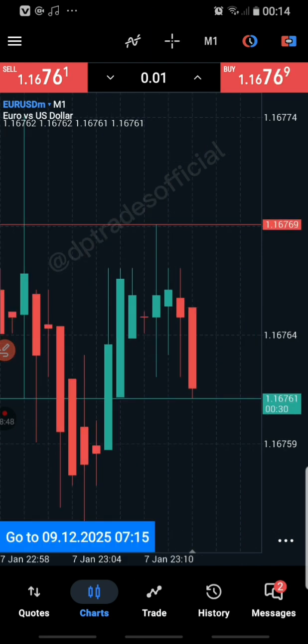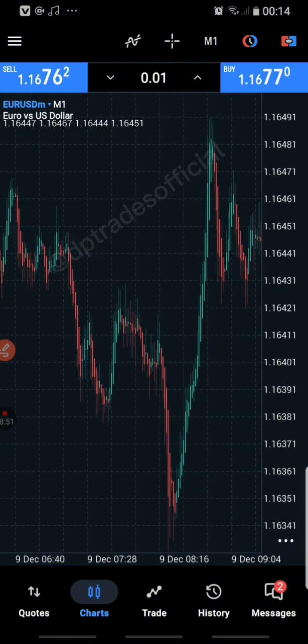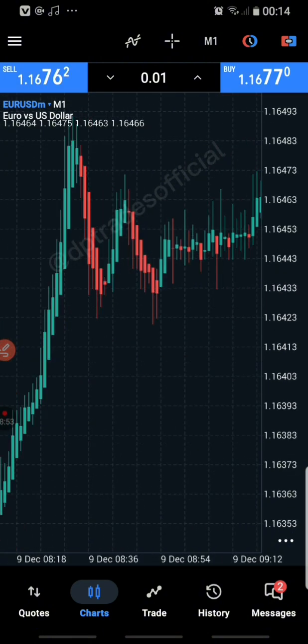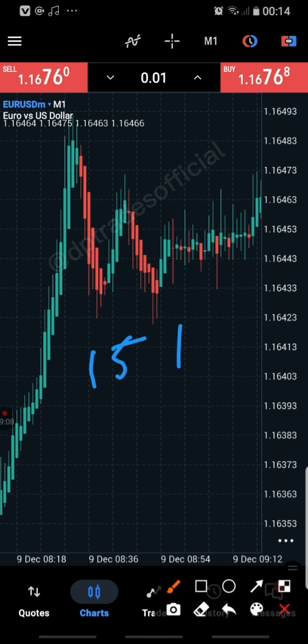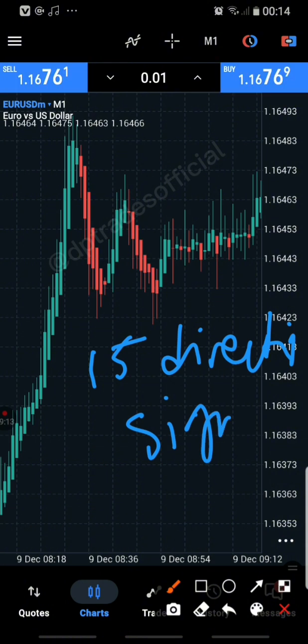So I go down to my 1 minute. I'm looking for a signal now. I've already seen what I can call a direction signal. So the first thing that I've seen on the 15-minute time frame is a direction signal. That means it's telling us that okay, we're going up. You get it. It's telling you the direction. That's what you get from the 15-minute time frame.